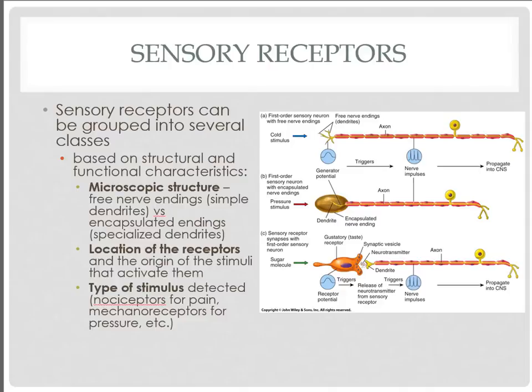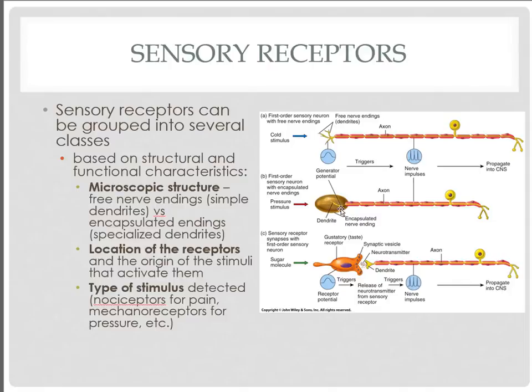Sometimes with a microscopic structure, we can see encapsulated endings. So these are things that you can see on the image to the right, where there is an encapsulation that surrounds the dendrites. And therefore, this follows a form of mechanical sensory stimulus, something that triggers a pressure to be generated within this capsule that surrounds the dendrites, and then that can generate a graded potential that makes its way over to the axon hillock. So that describes our microscopic structure.